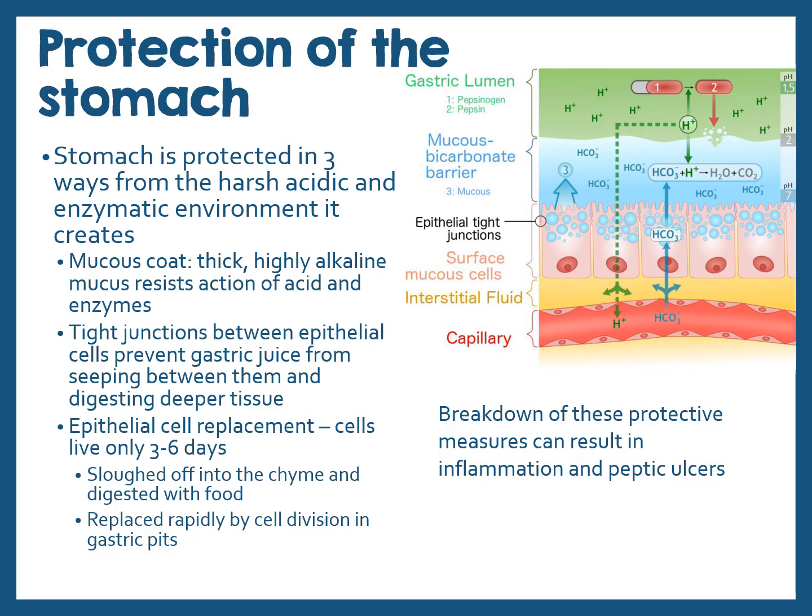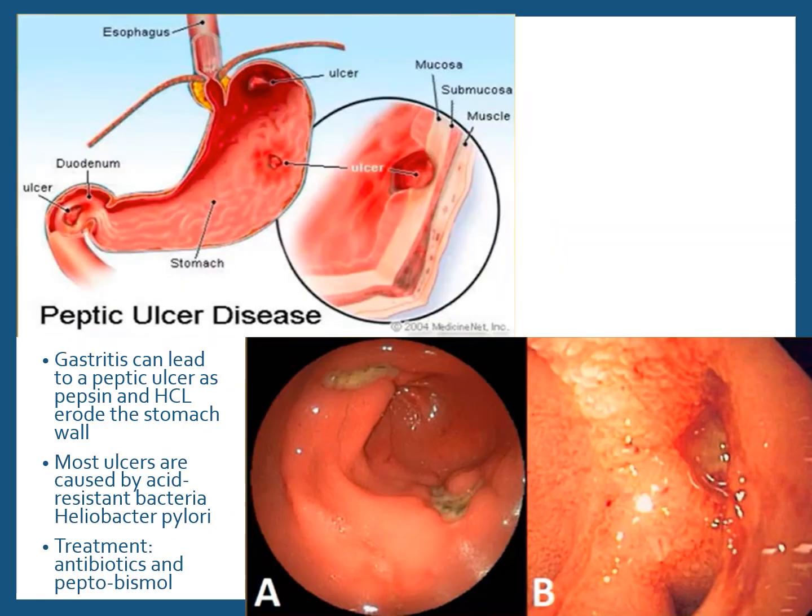If these defensive measures don't stay intact, we can have ulcers form, which results in inflammation, and they can be pretty painful. If we look at this picture here, we can see this ulcer start to form, and it's showing where the acid from the stomach is starting to eat away at the stomach lining. It's digging into the mucosa layer and the submucosa, and then it can even get into the muscle layer.